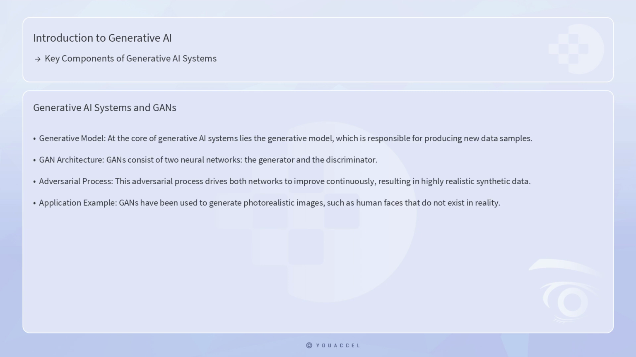At the core of generative AI systems lies the generative model, which is responsible for producing new data samples. One of the most prominent types of generative models is the Generative Adversarial Network. Introduced by Ian Goodfellow and his colleagues in 2014, GANs consist of two neural networks, the generator and the discriminator. The generator creates new data samples, while the discriminator evaluates their authenticity by distinguishing between real and generated data. This adversarial process drives both networks to improve continuously, resulting in highly realistic synthetic data. For instance, GANs have been used to generate photorealistic images, such as human faces that do not exist in reality, which demonstrates their power and potential applications in various industries.